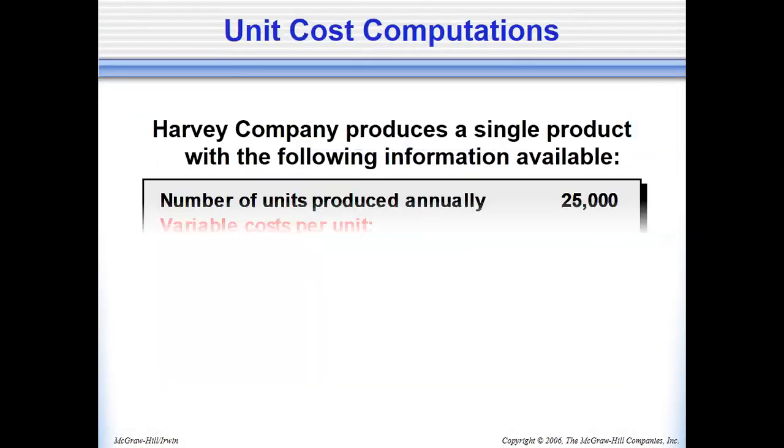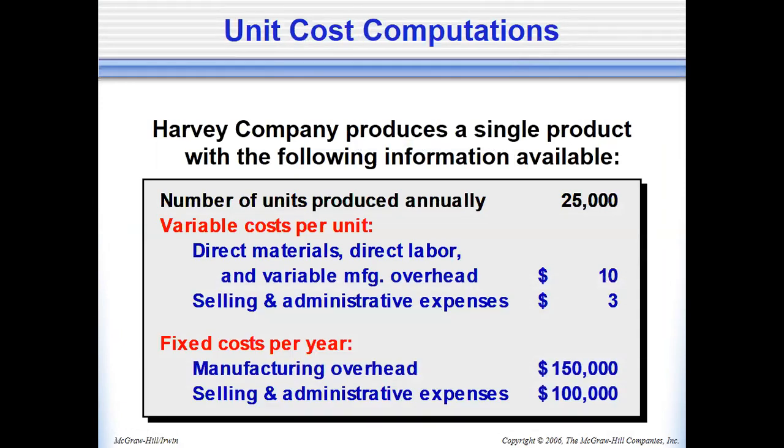Okay, so to continue, we have the unit cost computations. Harvey Company produces a single product with the following information available. You have here the number of units produced annually, 25,000, and these are the variable costs per unit, and these are the fixed costs per year. This is normally the illustration wherein the variable costs are expressed per unit, and the fixed costs are expressed as a whole, like total annual.